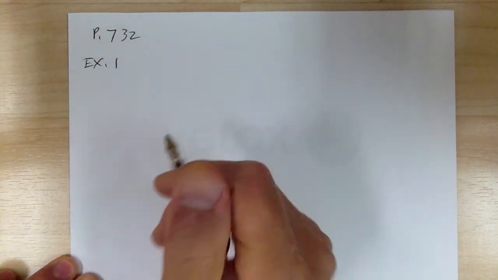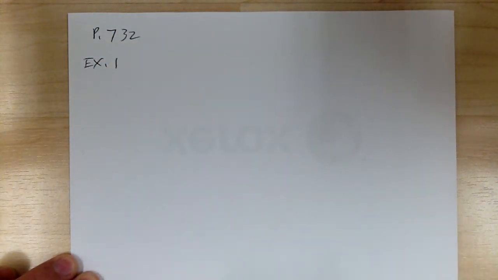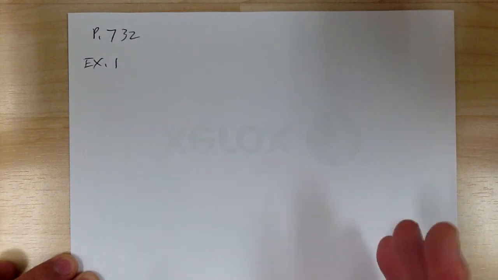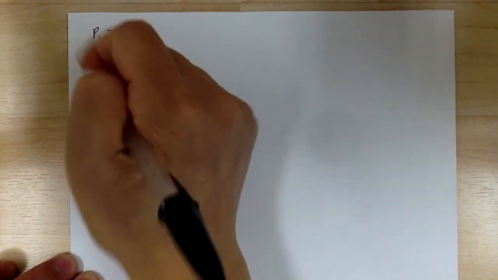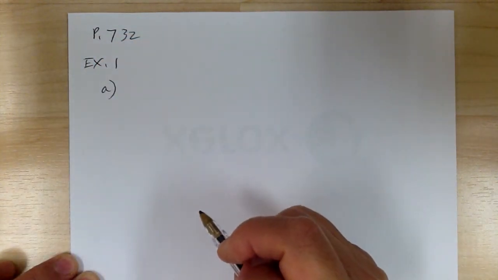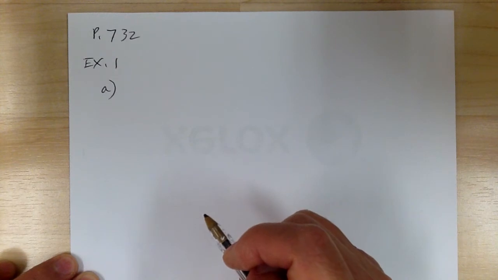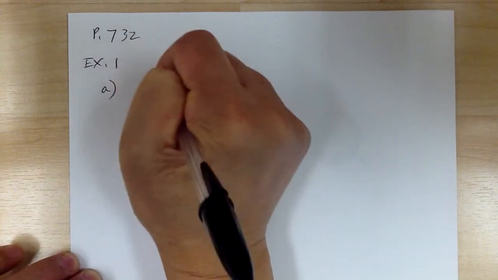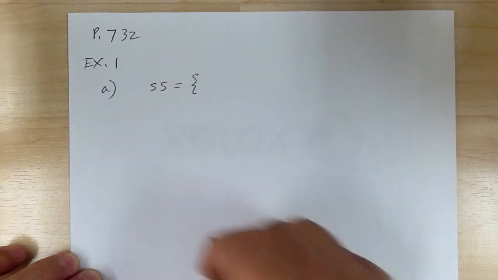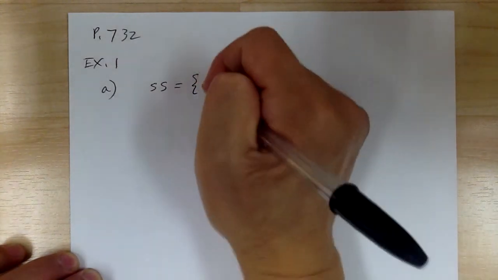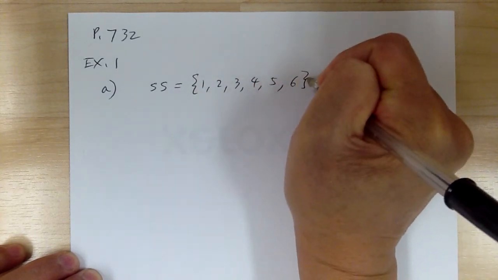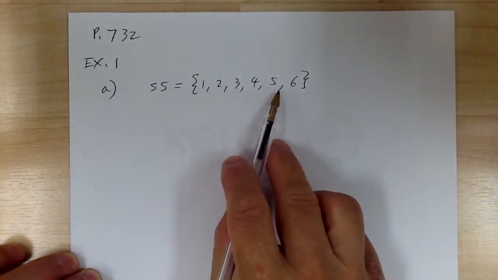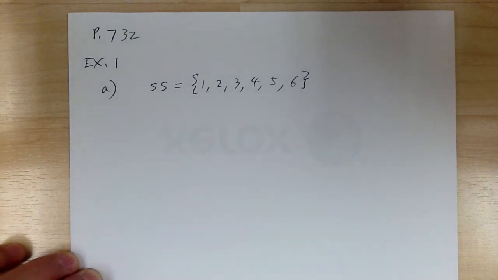Let's go to example 1. You roll a single die. Many board games have dice, right? Part A, you want to specify the sample space for the experiment. Sample space means every possible outcome. So when you roll the die, the possible outcomes are 1, 2, 3, 4, 5, 6, on a regular die. So this is the sample space, all the possible outcomes.